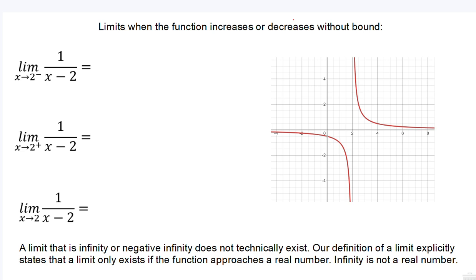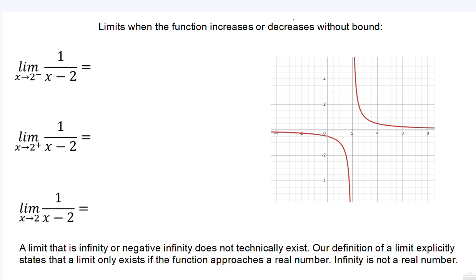Today we're going to talk about limits at places where a function increases or decreases without bound. So what does that mean to increase or decrease without bound? Well, in basic terms, it just means it's going up towards infinity or it's going down towards negative infinity. The most common thing we'll see with this is vertical asymptotes.